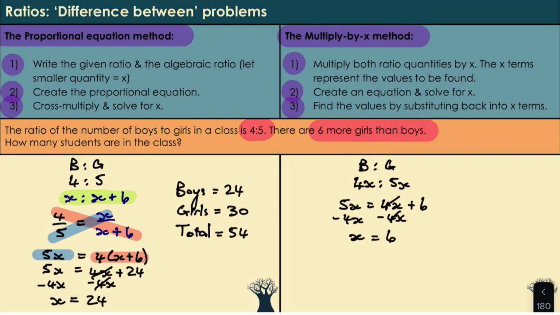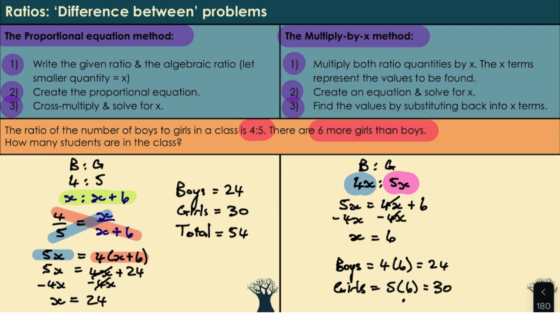Our original equation, we have the boys is 4x and the girls is 5x. Let's work those out. Boys is 4 multiplied by 6, which will give us 24. And the girls is 5 multiplied by 6, which will give us 30.